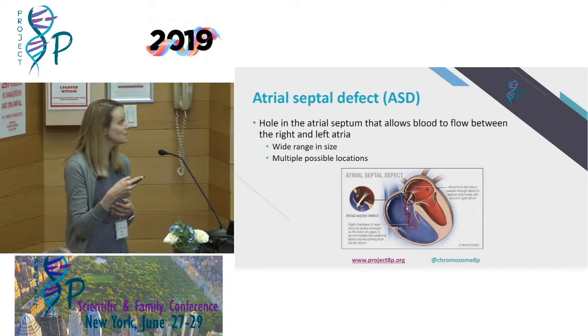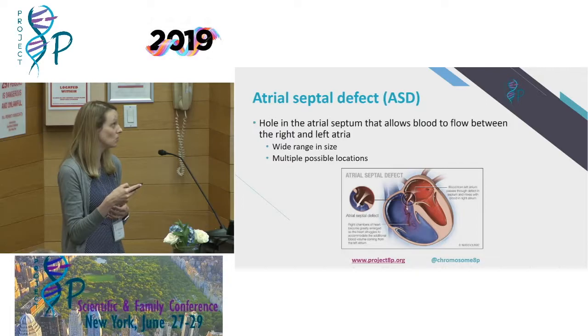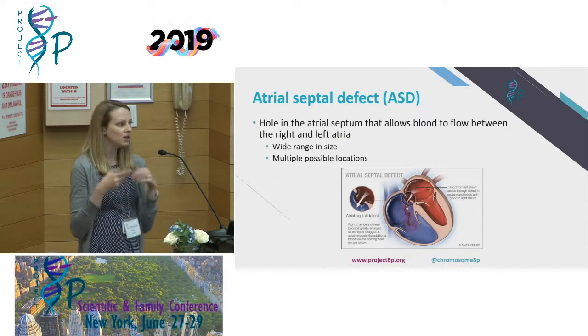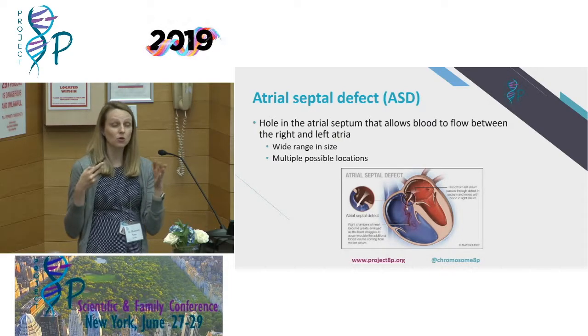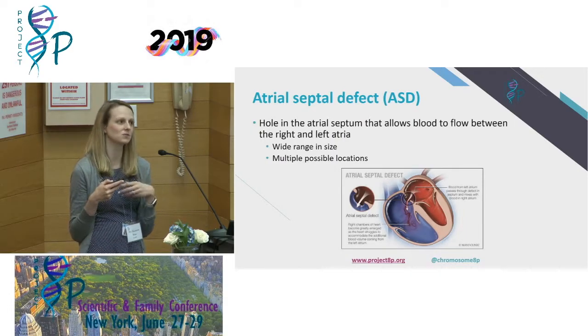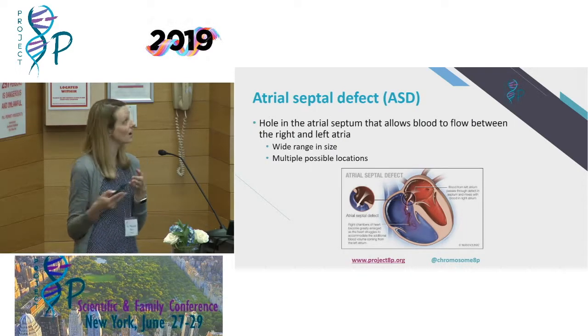And basically what that means is a hole in the atrial septum, or that wall that divides the two upper chambers. And there's a wide range in size of these. They can be very small to very large, and there's multiple different locations within that wall that they can happen. And the location is important in terms of whether it's likely to close on its own or not.